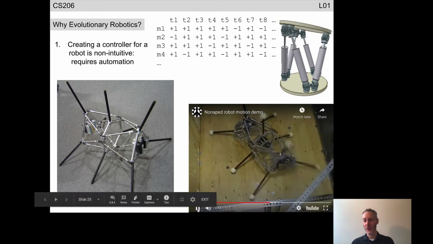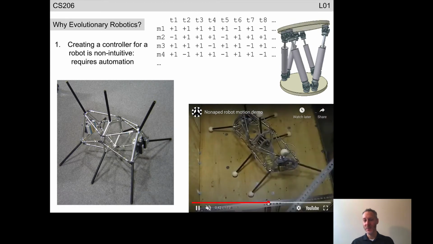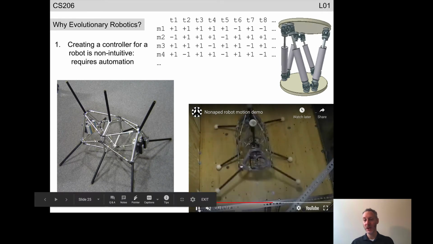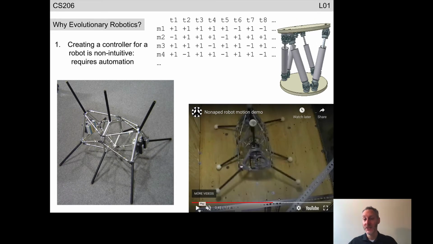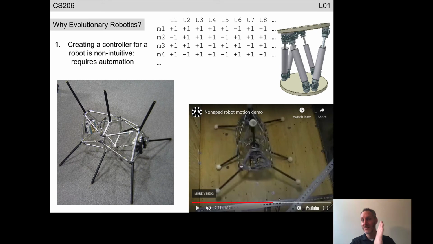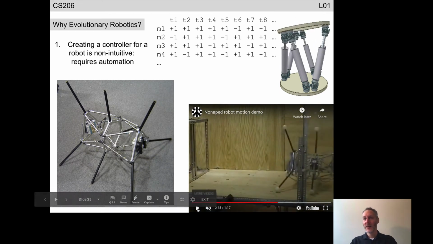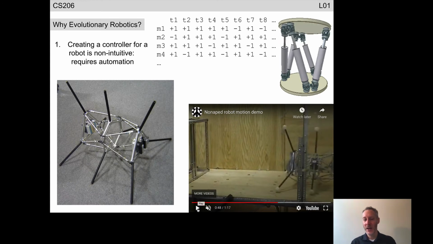Okay, what you're watching in this segment is the best we could come up with. So this was a project I worked on while I was at Cornell. We built this wooden cage for the nonaped, we put it in there, and we tried to create some of these matrices where you can see that we're sending different commands to the motors from second 1, second 2, second 3, and so on. And we came up with a matrix that actually gets it to walk. But that's about as fast as we could get the nonaped to move.